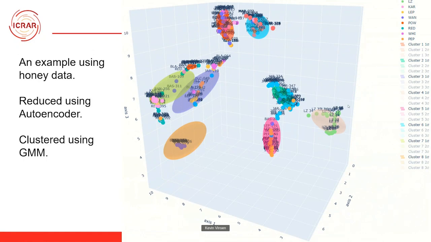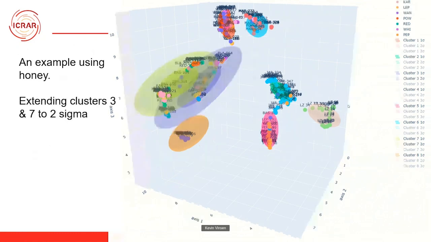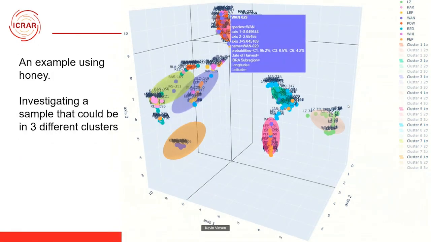And we can see that some of them are not. We can also extend the ranges of them. So I've moved clusters 3 and 7 out to 2 sigma, so we're able to see what elements are within that grouping. And we can also look at individuals and see that this particular honey has a very high chance of being in cluster 1 and very small chances of being in cluster 3 and cluster 6.